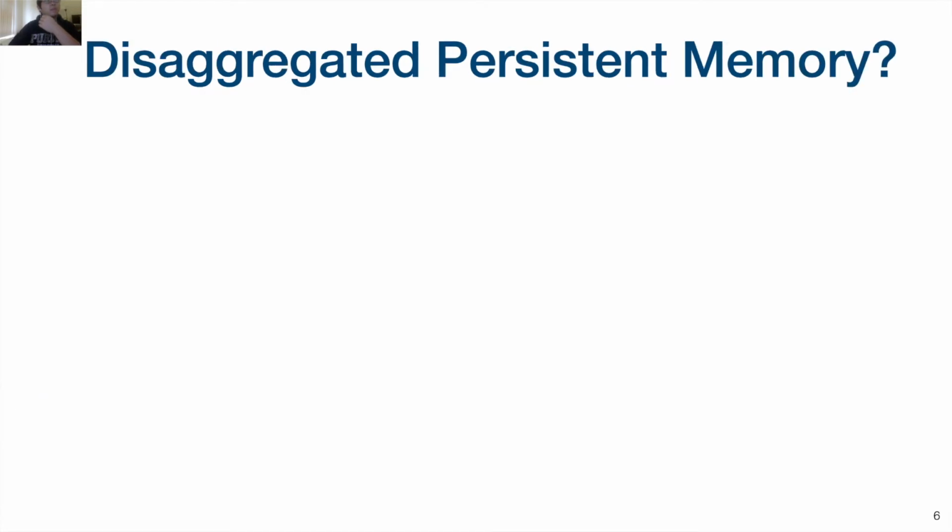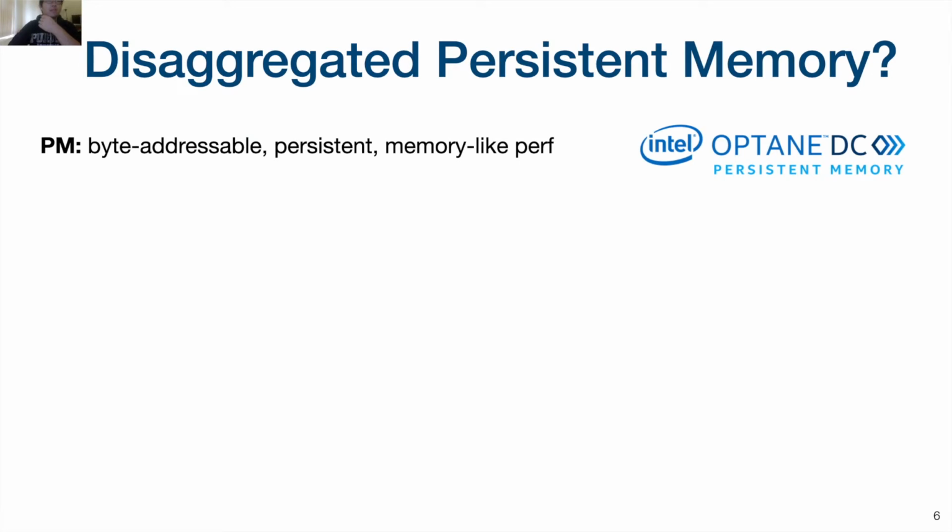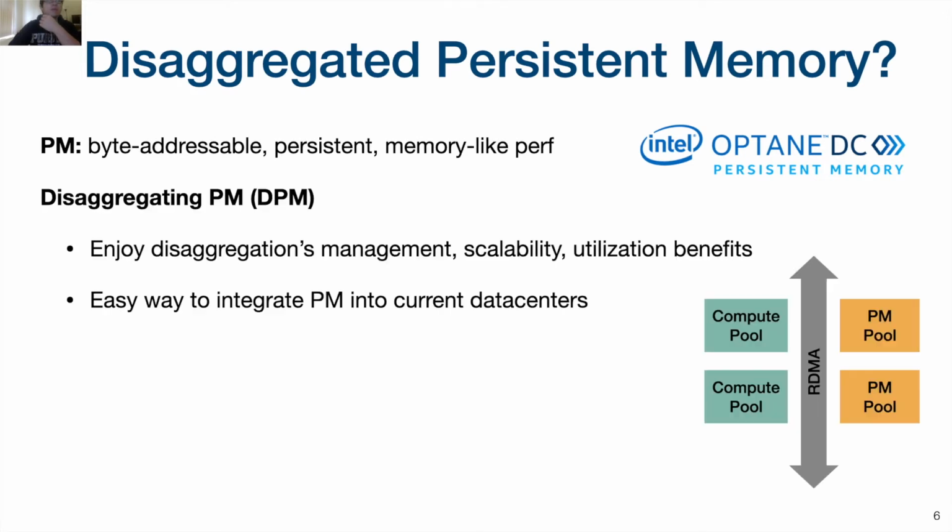So how about persistent memory, or PM? Like DRAM, PM is byte addressable and has similar performance. Like SSD and disk, it is durable and power resilient. If we can disaggregate PM, it can enjoy disaggregation management, scalability, and utilization benefits. It will also be an easy way to integrate PM into current data centers.